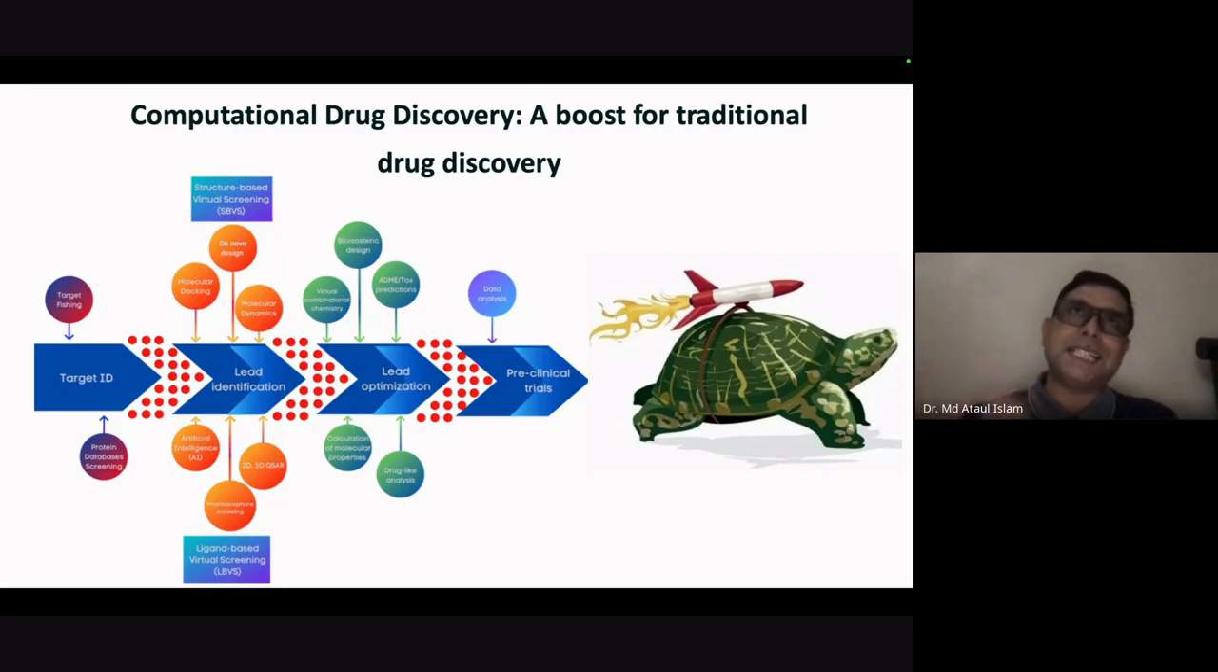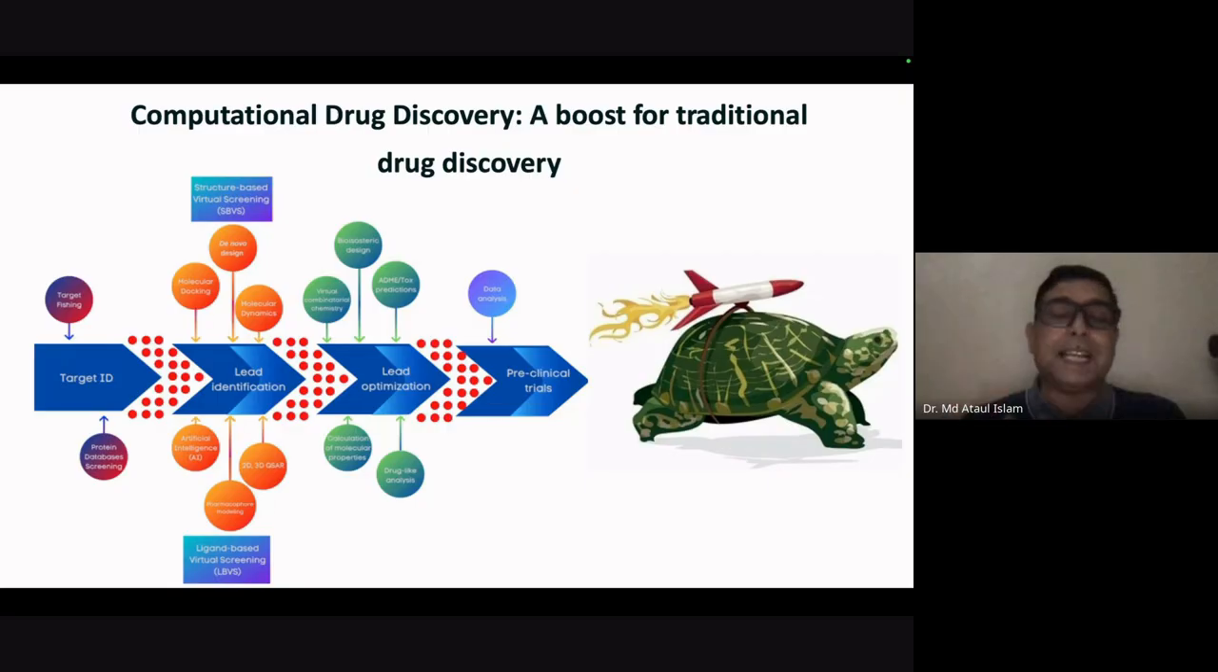When computational methods and different approaches were involved in traditional drug discovery, it gained momentum. Here are the different approaches for target identification. You can go for target fishing, which is reverse target identification based on the molecule, or you can do protein database screening. For lead identification, that means designing the molecule, there are many approaches, like structure-based and ligand-based, including QSAR, pharmacophore modeling, molecular docking, or de novo design. And once you have your lead molecule or promising molecule, you need to go for optimization.